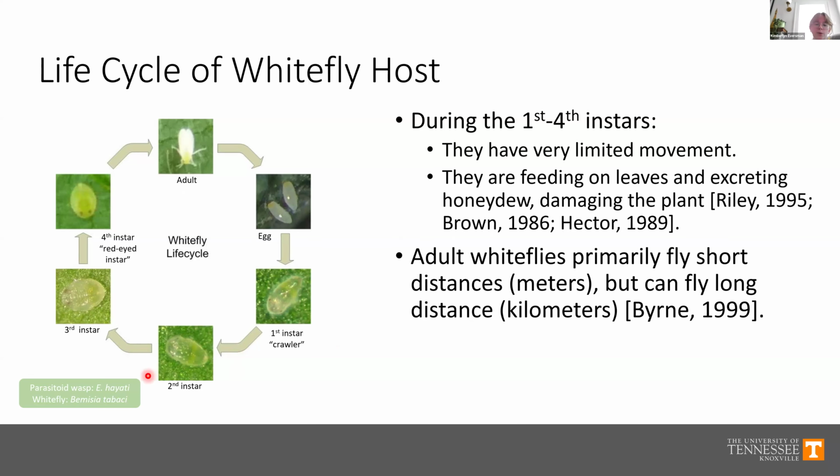And then they transform into our second instar, third, and then this fourth instar, which is also sometimes called the red-eyed instar, because you start to see the adult eyes developing there. But during these 4 stages, they have really limited movement, like maybe moving to a different part of the same plant, if even that. The main movement is coming from these adults, who are able to fly meters and can sometimes fly kilometers away based on the wind, kind of like the parasitoids.